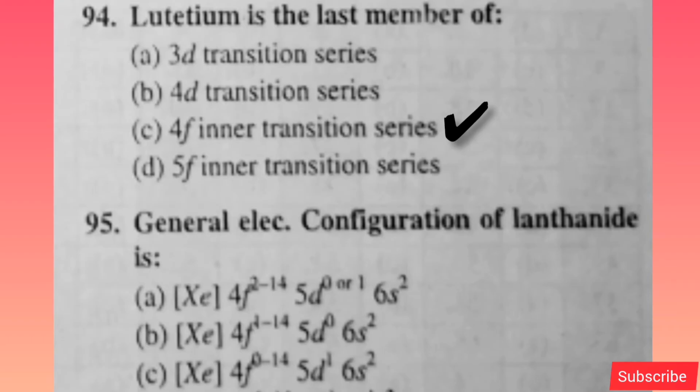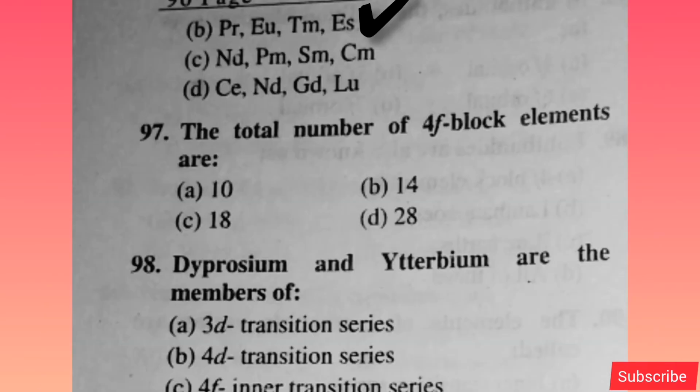Option C is correct. The general electronic configuration of lanthanide is. Option A is correct. The elements belonging to the 4f inner transition series are. Option D is correct. The total number of 4f block elements are. Option B is correct.